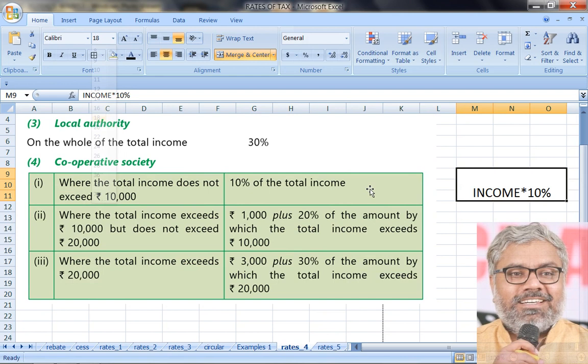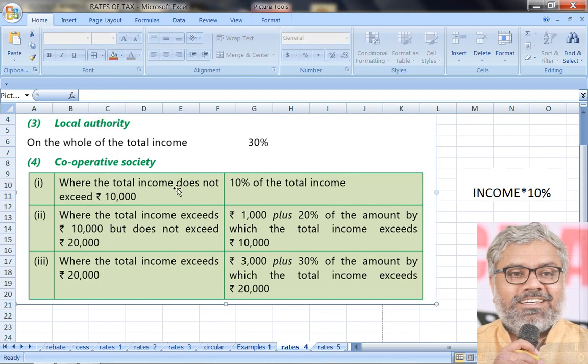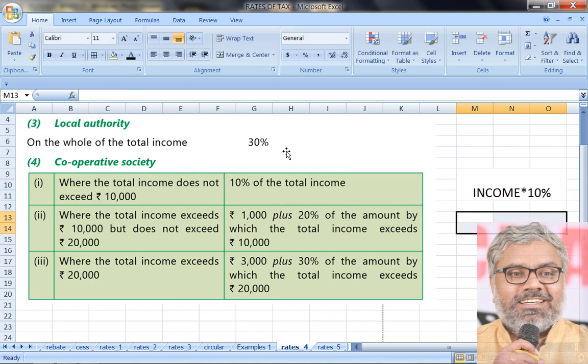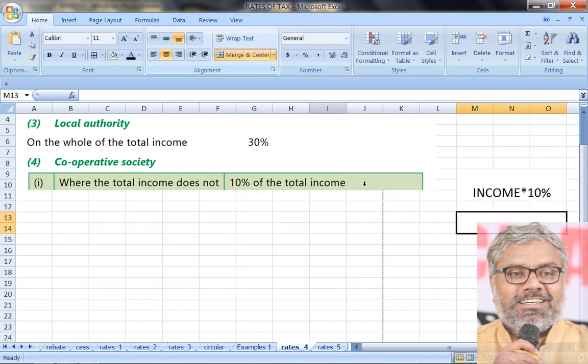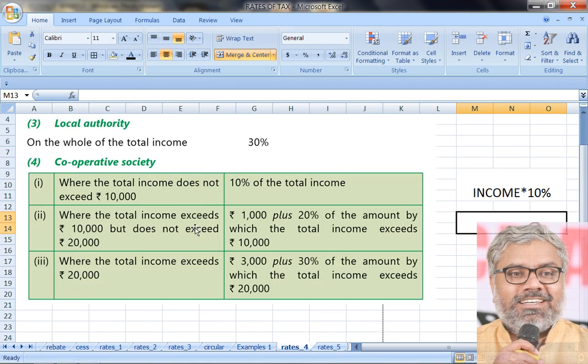So in case the income of the cooperative society does not exceed 10,000, let us say 8,000 rupees is the income of the cooperative society, then whatever income into 10% directly is what we have to calculate there. In the second scenario, where the income exceeds 10,000 but does not exceed 20,000, imagine, just for example, the income of the cooperative society is 15,000.